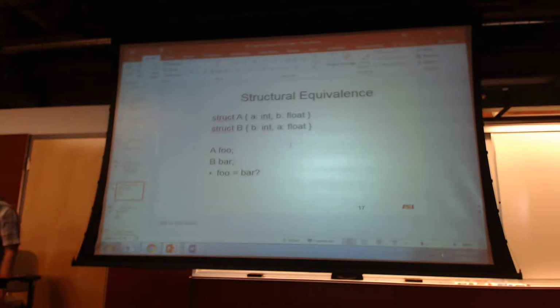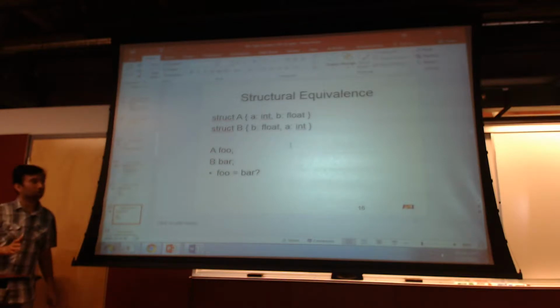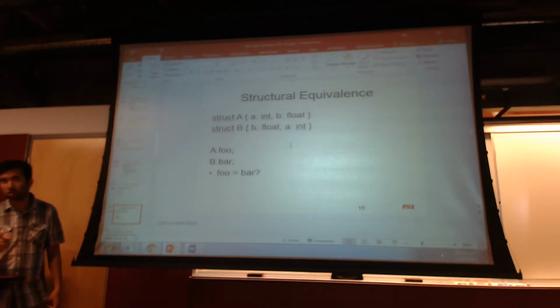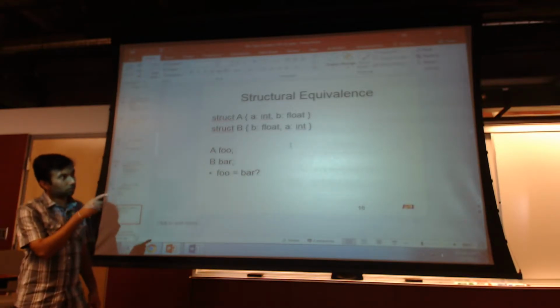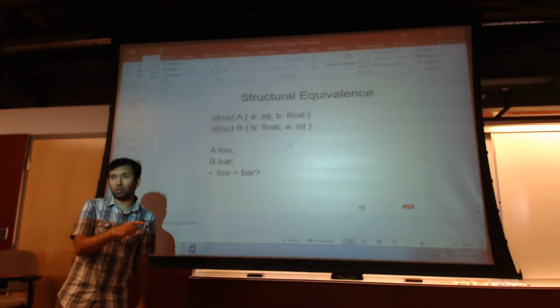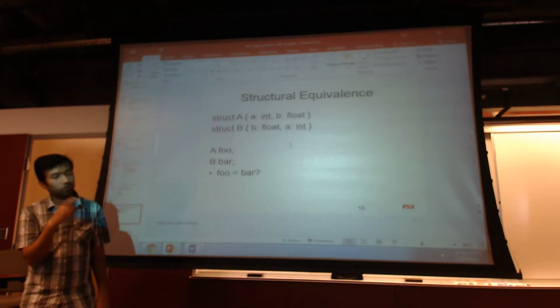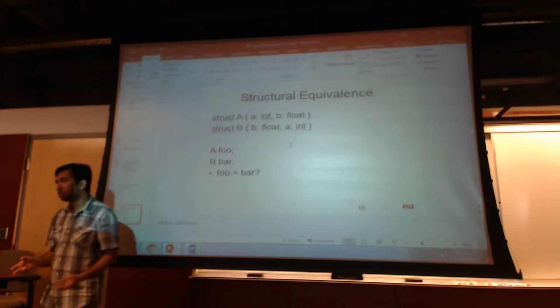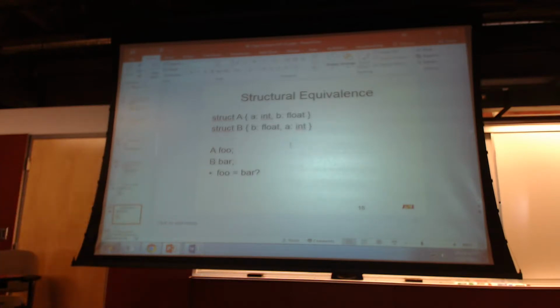But this one is not. The order is important. Because the first variable of struct A is of type int, the first variable of struct B is of type float. Mismatch. So that is not structurally equivalent.